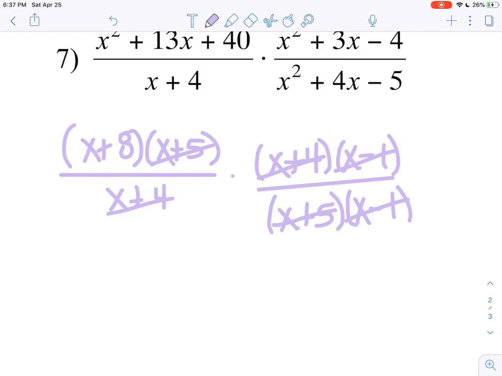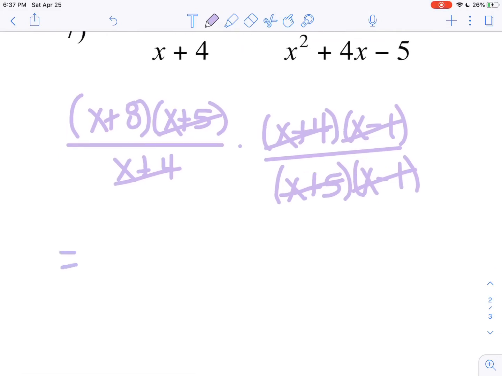You don't have to put it over 1. Since there's nothing left in the denominator, you could put a 1, but that's not necessary. That's like having your answer be 2 and then writing it as 2 over 1. Okay, so we're just going to leave our answer as x plus 8. You don't need the parentheses because nothing's multiplying by it.